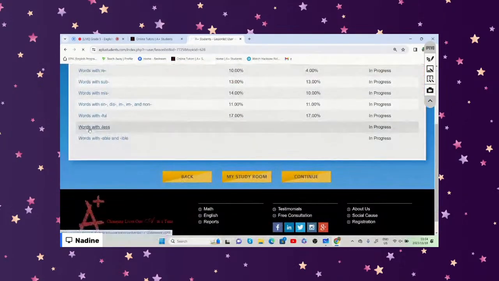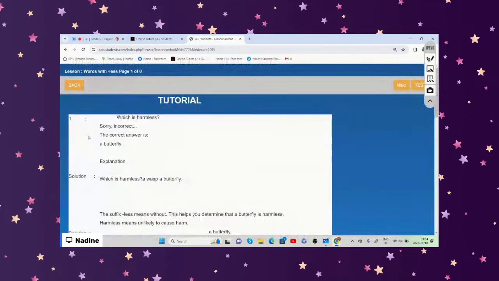All right, so now we're going on to words with less, and we said that less means without, right? It means without. So if something is harmless, then we can say there's no harm. It's without harm. Like, for example, a beautiful butterfly is harmless. You don't even feel it when the butterfly maybe comes to sit on your hand or sit on your shoulder, right? So a butterfly is harmless.